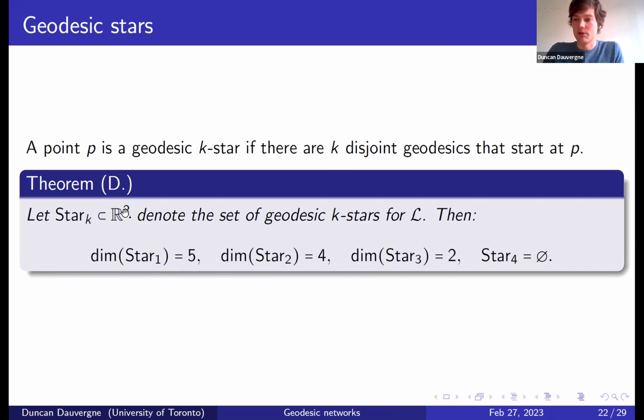If we're looking at R2, in our 1/3, 1/2 metric, R2 becomes a 5-dimensional space. Most points in this 5-dimensional space are 1 stars. Some of the points are 2 stars. Some of the points are 3 stars, and you never have any 4 stars.